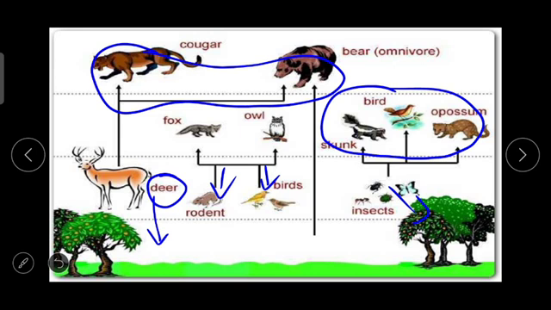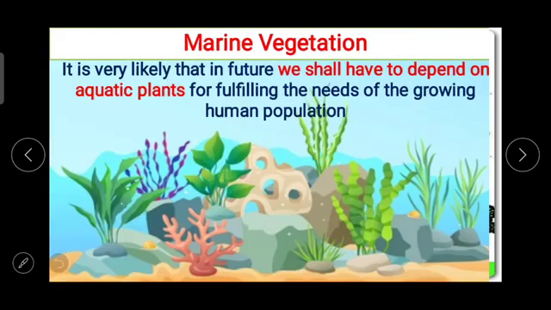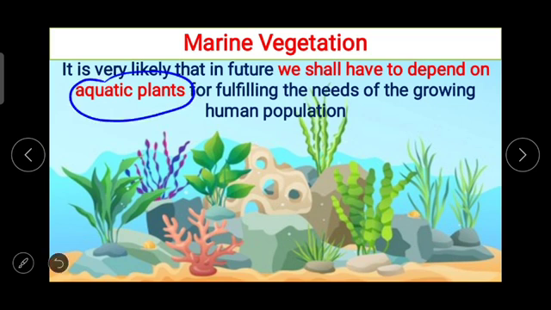So it is basically due to plants that we have got animals as a natural resource, and plants also grow in water, and it is very likely that in future we shall have to depend on aquatic plants for fulfilling the needs of the growing human population. Now we know that the population in the world is continuously growing, and the needs of the population for food are also increasing due to the increase in the number of people.